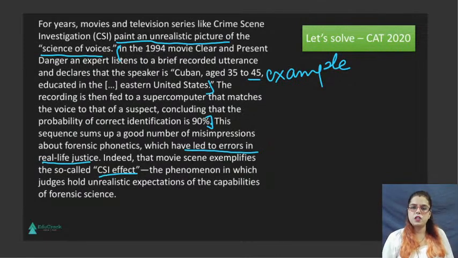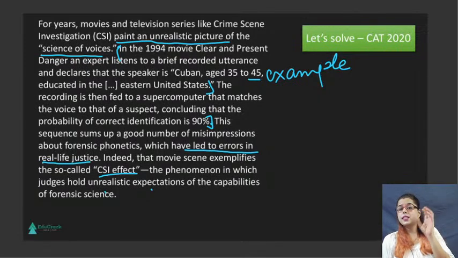This is a dramatized version. Exemplifying means to increase something. The phenomenon in which judges hold unrealistic expectations of the capabilities of forensic science. Now, what they're trying to say here is that the science of voices, it's not that it does not exist, but the movies and television series, by giving examples like this, where they just heard a small sound and they predicted how tall the person is, or where the person is coming from, or what his age is, or anything. This here is a misimpression. Science of voices exists. It is used, but it cannot be used in this way is what they're trying to say.